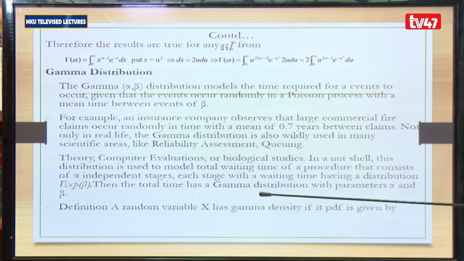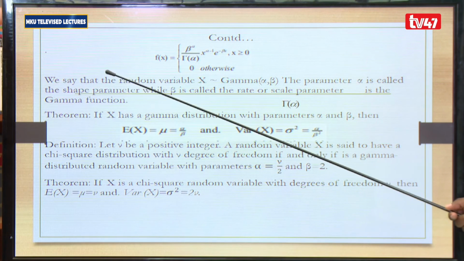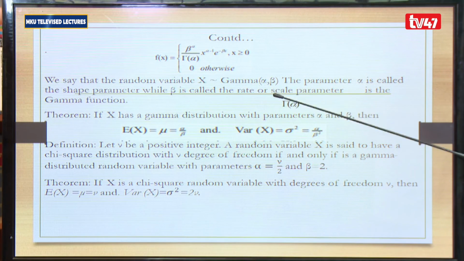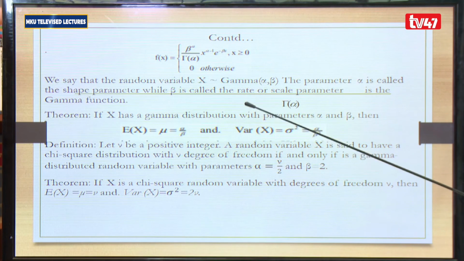A random variable x has a gamma distribution if its PDF is given by beta raised to power alpha over gamma alpha, times x raised to power alpha minus 1, times exponential negative beta x, for x greater than 0. So with this, we write x follows gamma alpha beta. So we specify the two parameters defining a gamma distribution. The parameter alpha is called the shape parameter, while beta is called the scale parameter.